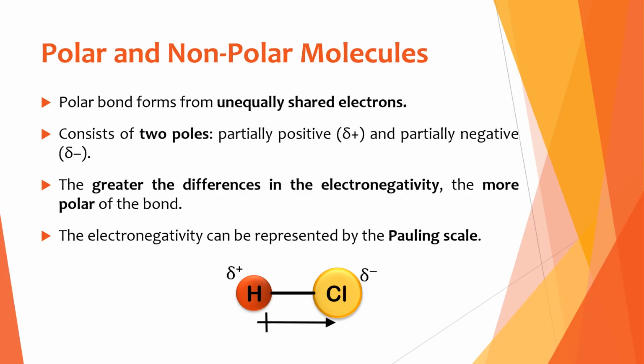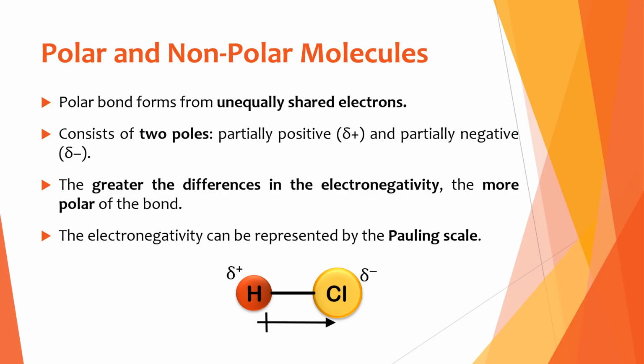It consists of two poles, which are partially positive and partially negative. The greater the difference in electronegativity, the more polar the bond. The electronegativity can be represented by the Pauling scale.